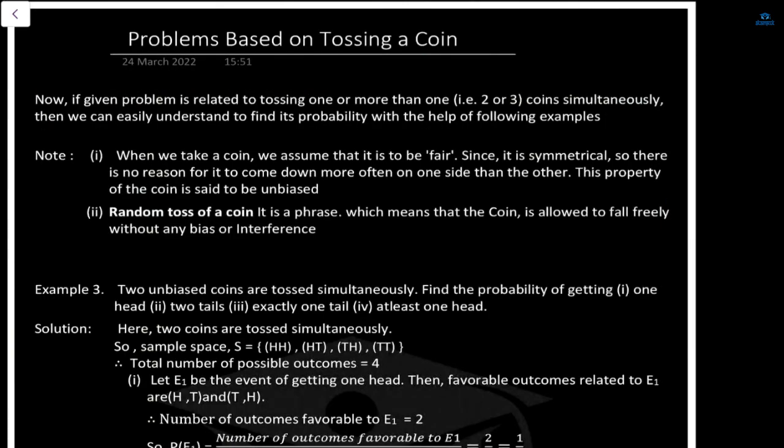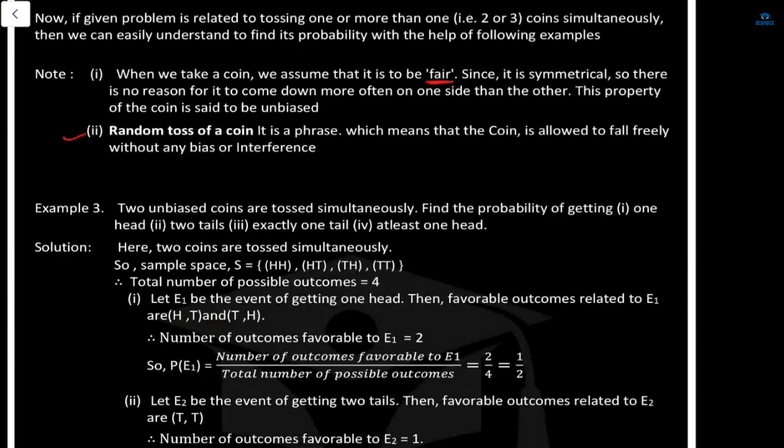Now when we toss a coin, we assume that it is a fair coin. What do you mean by fair coin? You'll see the word fair in the question paper also. Fair means the coin has both head and tail. It is not that both sides have a head. Now, random toss of a coin is a phrase which means that the coin is allowed to fall freely without any bias or interference. That is just for introduction; you already know it.